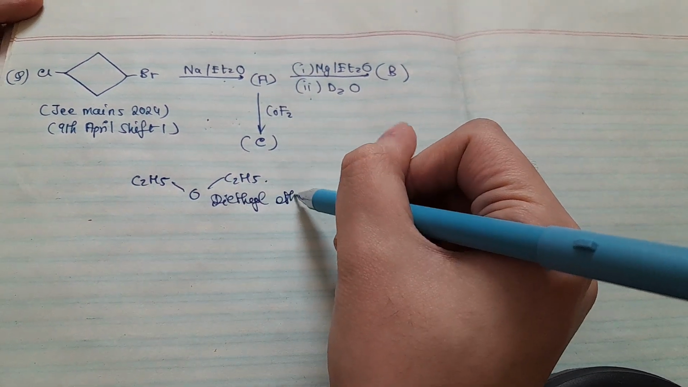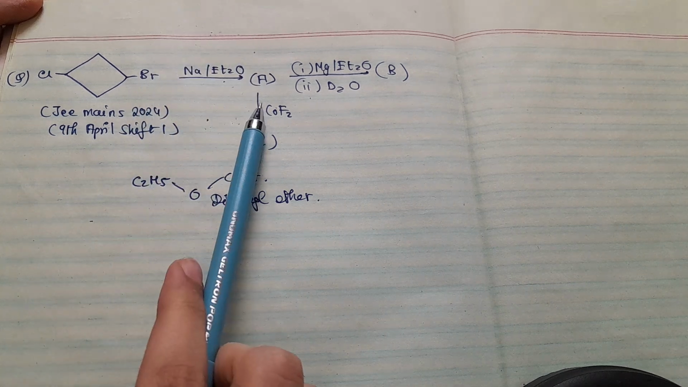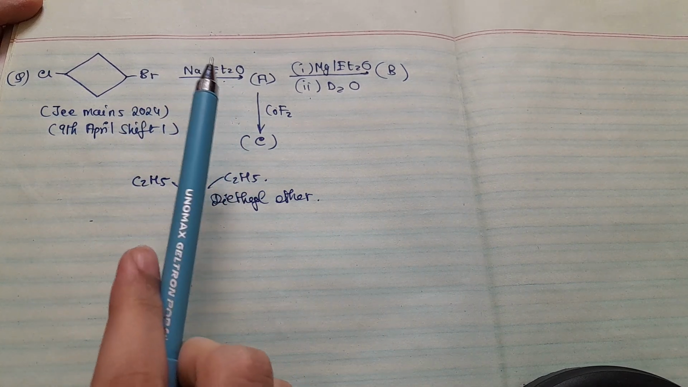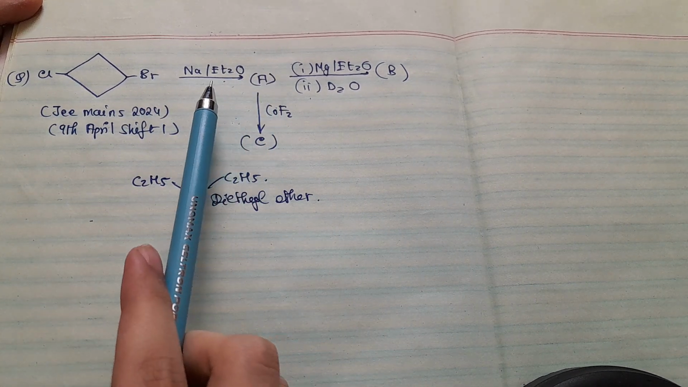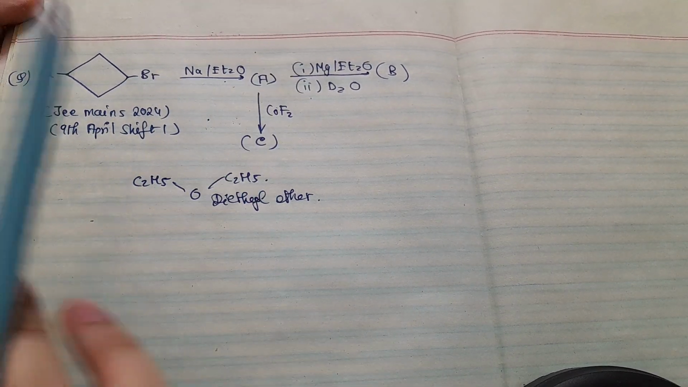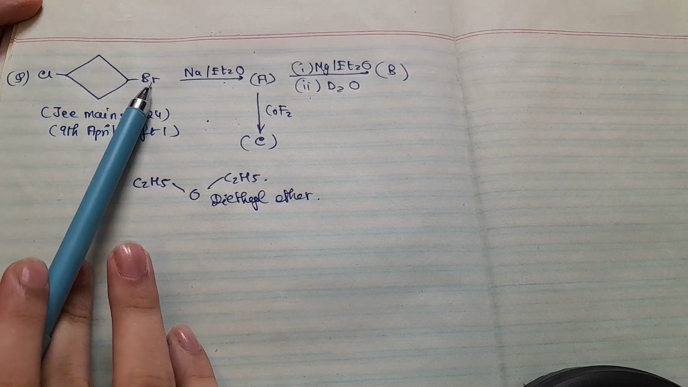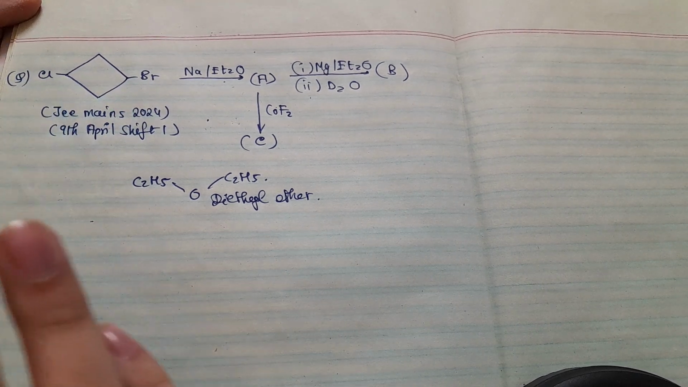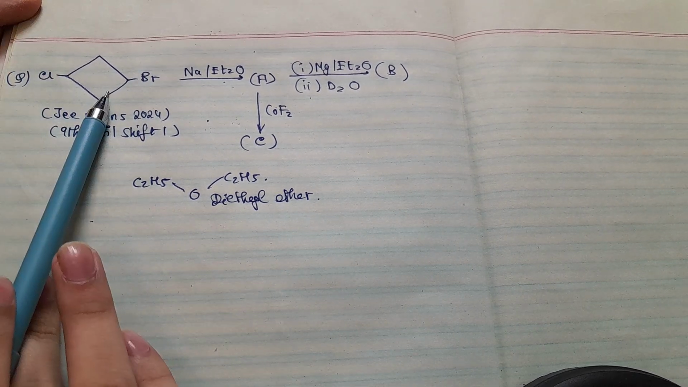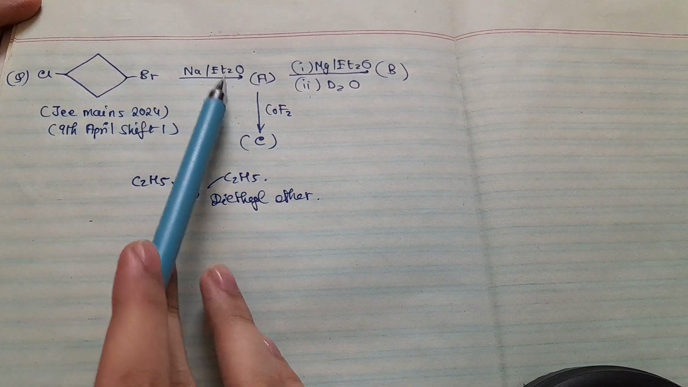This is diethyl ether. Whenever we think of sodium with diethyl ether, a reaction comes into our mind, that is the Wurtz reaction, right? So that means this has something to do with the Wurtz reaction, because we have an alkyl halide. We have a chlorine and a bromine atom attached to carbon. So it is an alkyl halide having two halogens, and then we have been given this reagent. So the Wurtz reaction should come to our mind naturally.